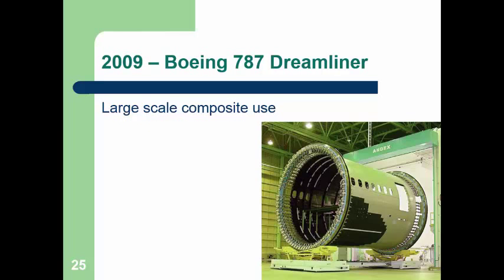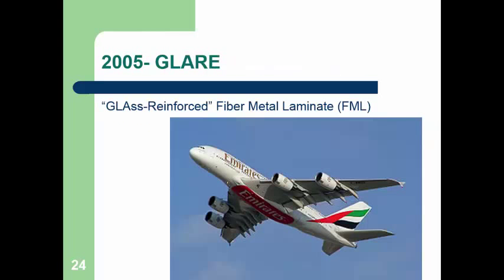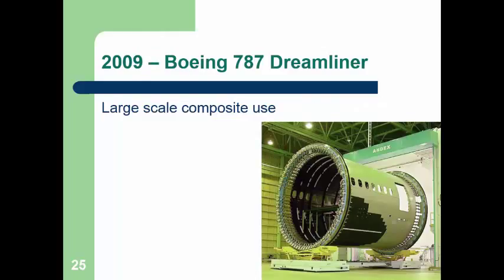Continuing on with different types of fiber composites. And we get to the Boeing 787. Boeing 787 uses a lot of composites in their structure. So this is a fuselage section for a 787 that's a composite structure.